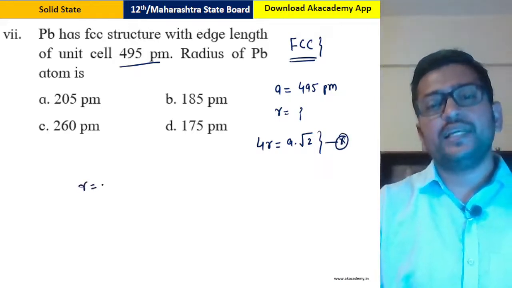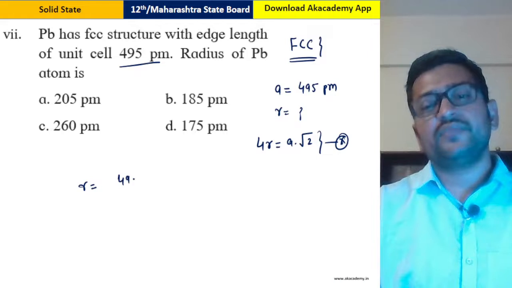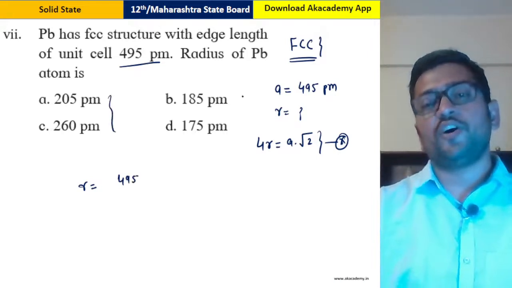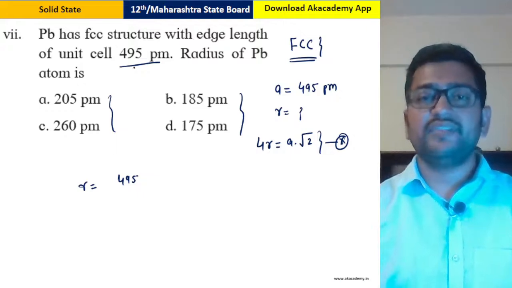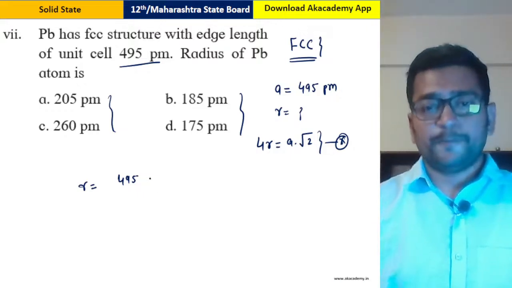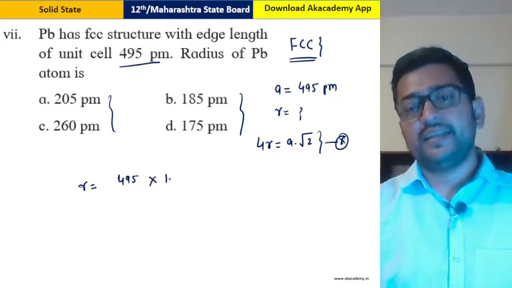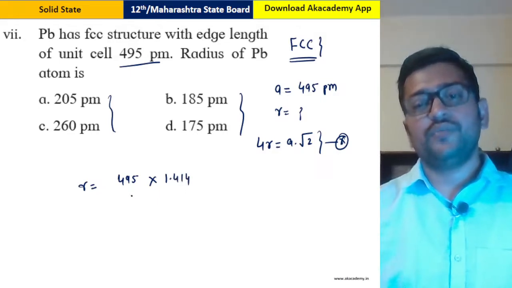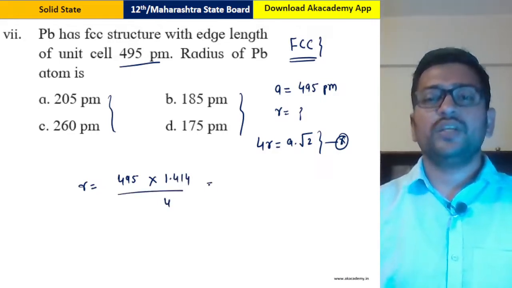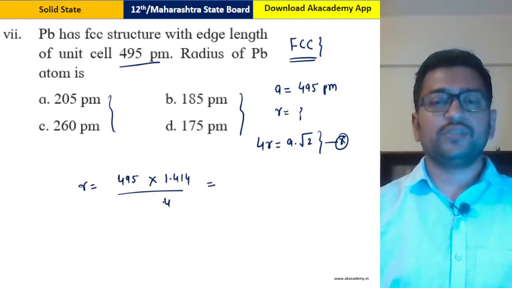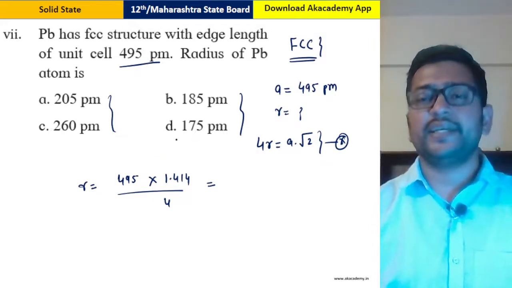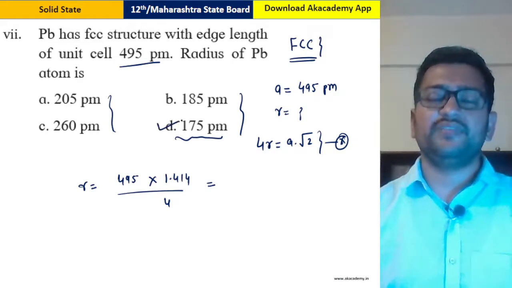We just need to put all the values into this particular equation and we will get our answer. So R will be equal to, A is nothing but 495, because all the options are given in picometer, so we will move ahead with this given value. So this is 495 multiplied by 1.414 divided by 4. If you do the calculations, you will get your correct answer as 175.